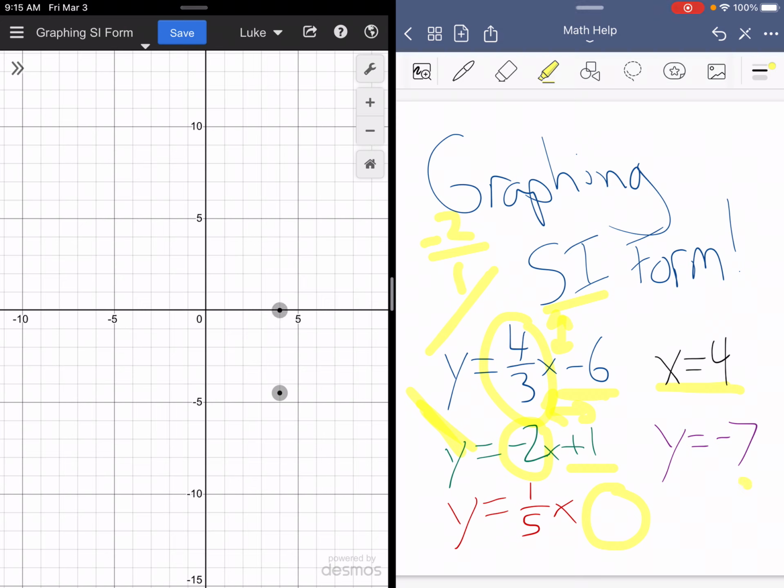And finally, y equals -7. If we look at it, it kind of does have a y-intercept. It's -7. So we will just go down to -7 on the y-axis. And then there's no slope. The slope is 0. And if you have a 0 slope, you never go up or down. So you're just going to have a horizontal line at y equals -7.